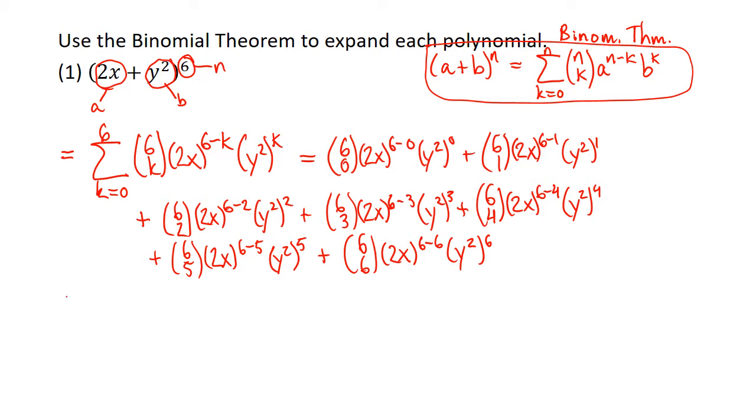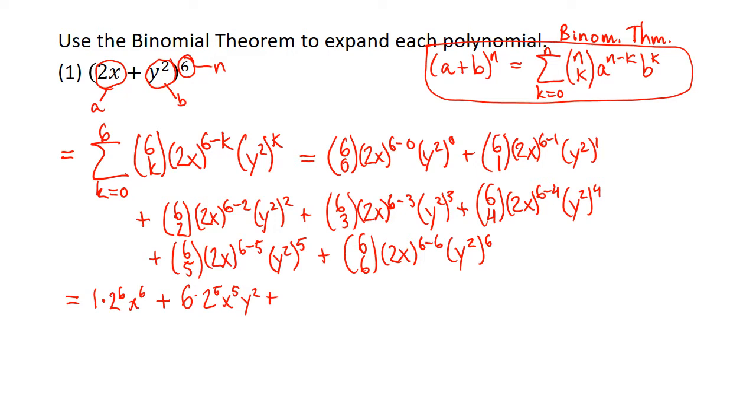Alright, so 6 choose 0 is 1, and then we have (2x) to the 6, so this is going to be 2 to the 6 and then x to the 6, and then we have (y squared) to the 0, so that's just going to be 1. Then 6 choose 1 is 6, and then we have 2 to the 5th and x to the 5th, and then we have (y squared) to the 1, so that's y squared.